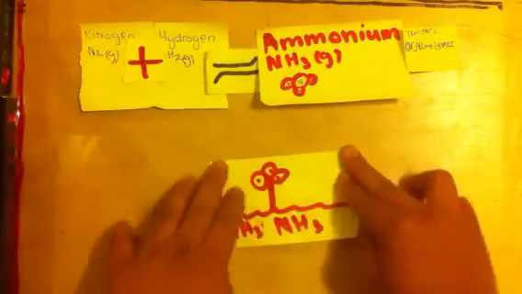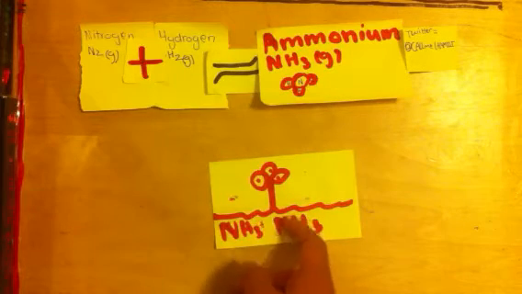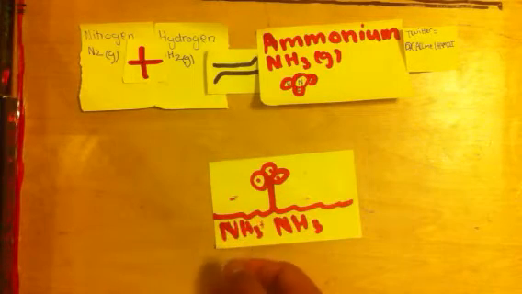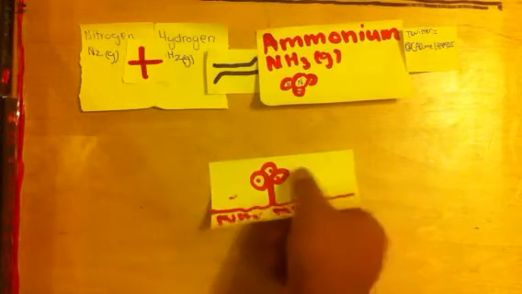Another reason why you would want to make ammonium is because it is a great fertilizer. Ammonium is the main ingredient in a lot of fertilizers, and there the plant is. It's very happy because it has loads of nitrates to grow on.